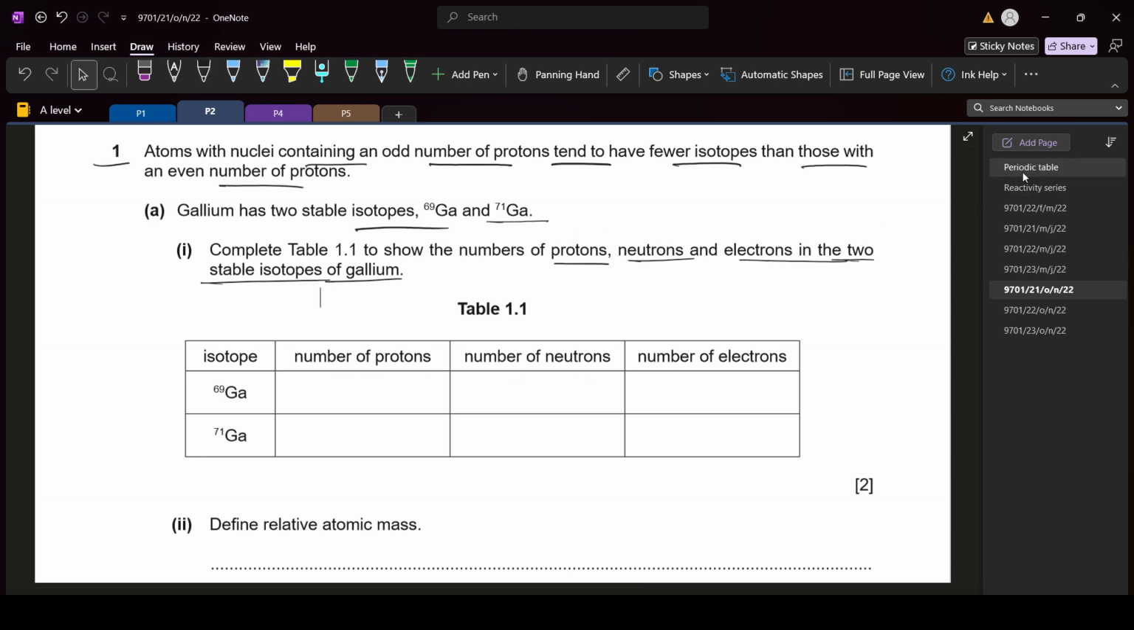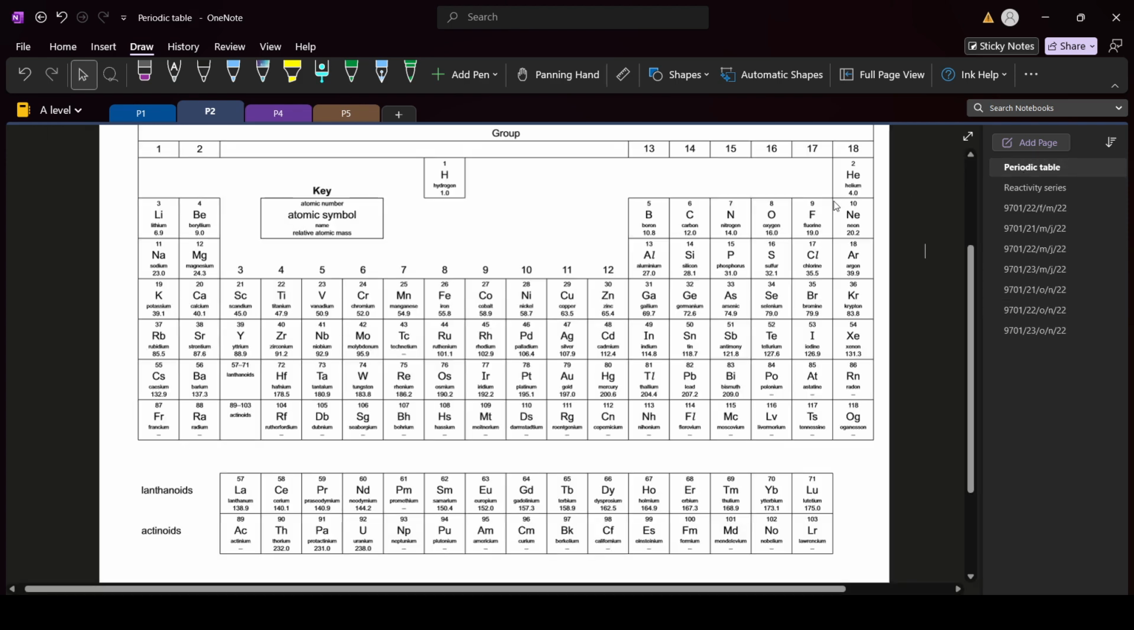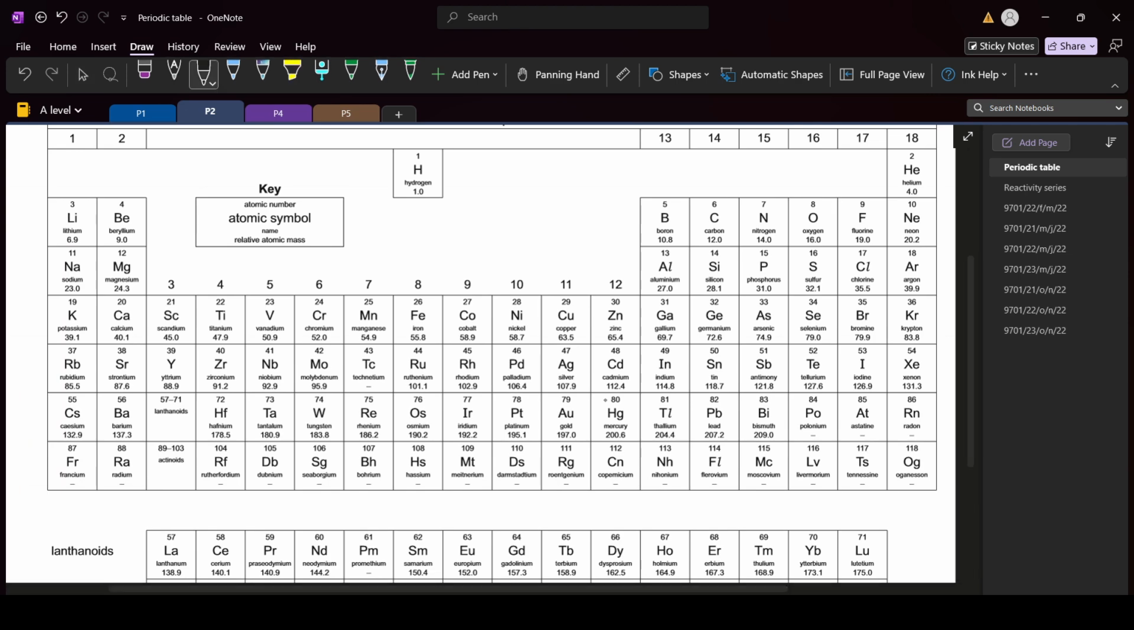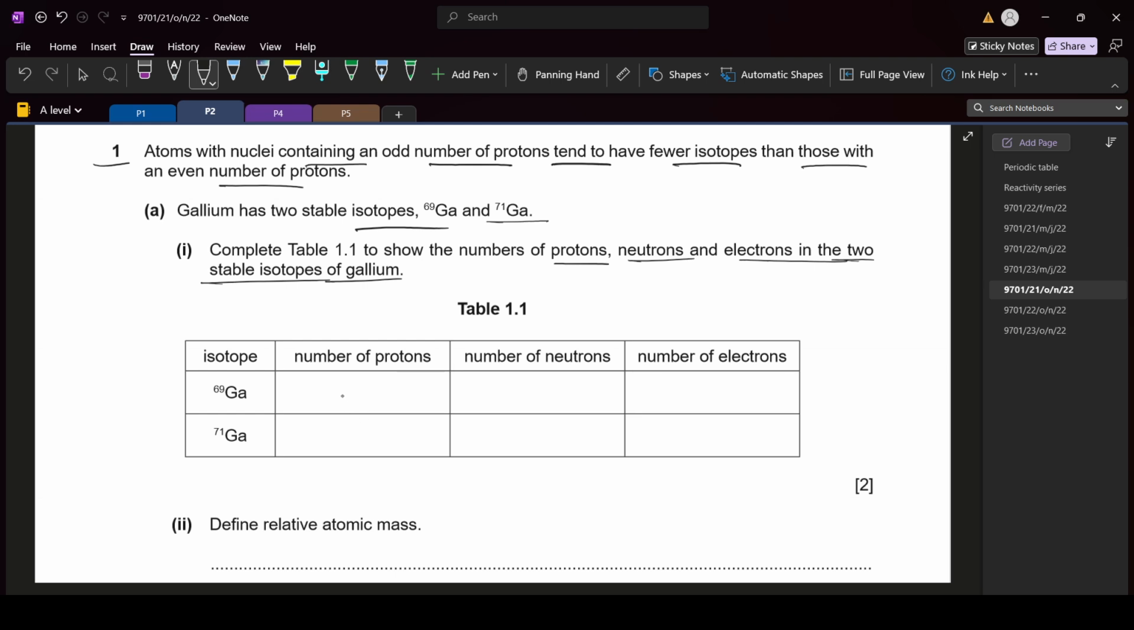So now let's see what is the proton number of gallium. You can see that it has a proton number, or atomic number, of 31. The proton number is the number which gives an element its identity. If this proton number changes, the element will change. So this will be 31 in both of these isotopes.